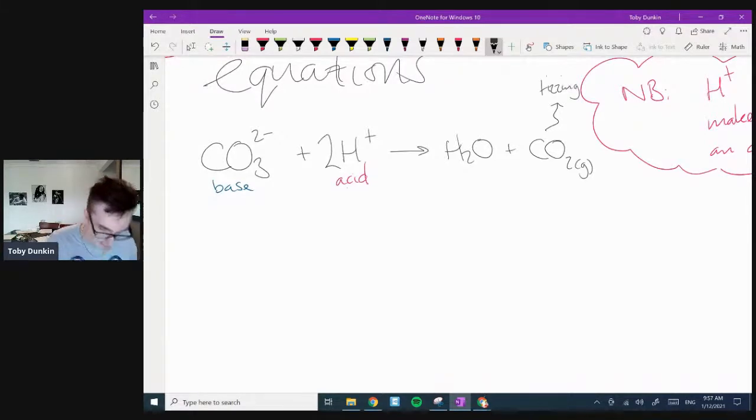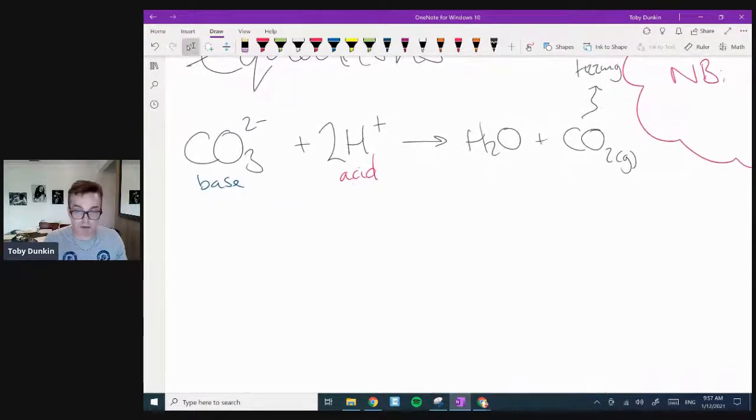Balance it, and now it balances. Look at that, isn't that cool? So the H pluses just rip the O off to form water, and CO2 is left behind. They literally rip off the oxygen. Quite literally.